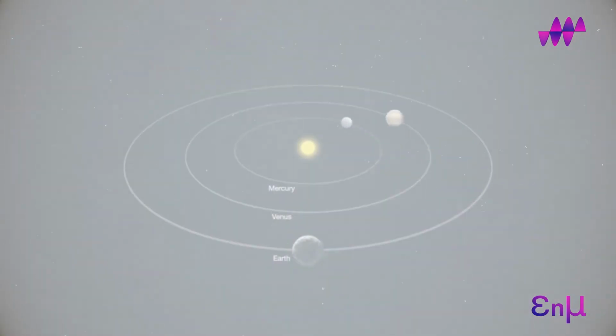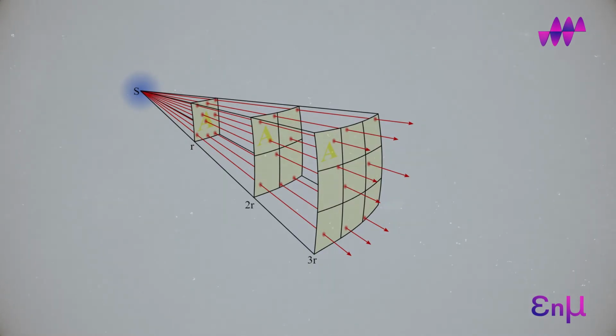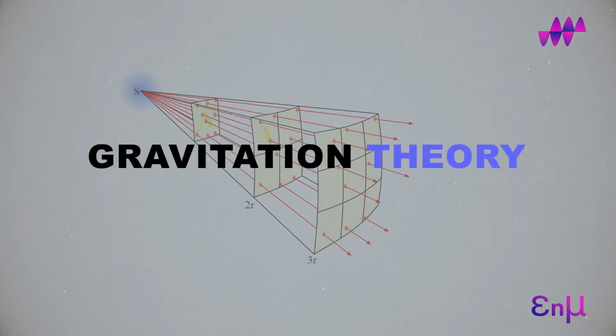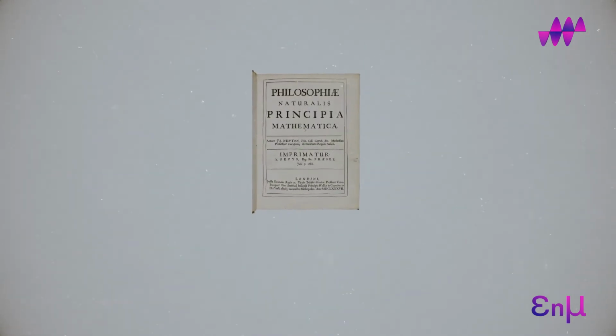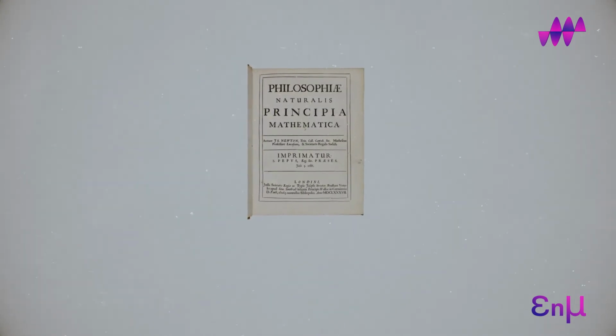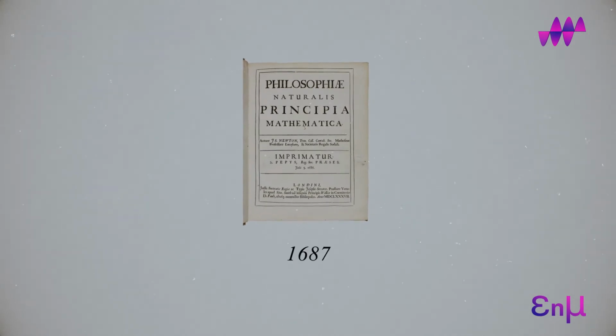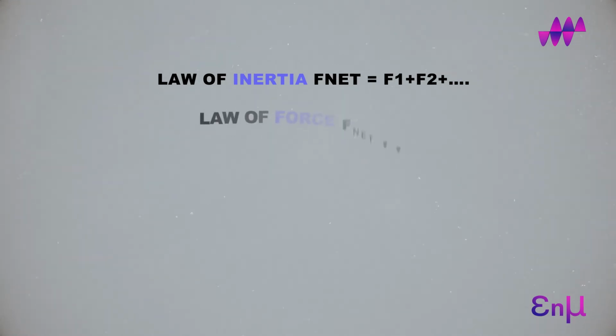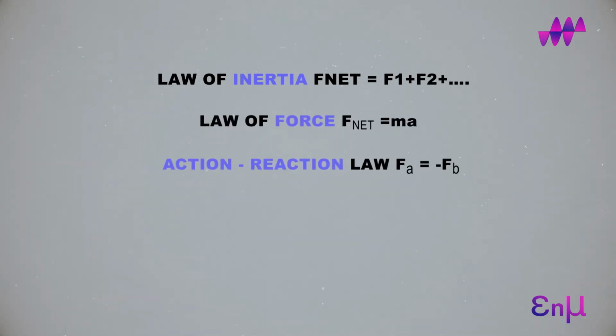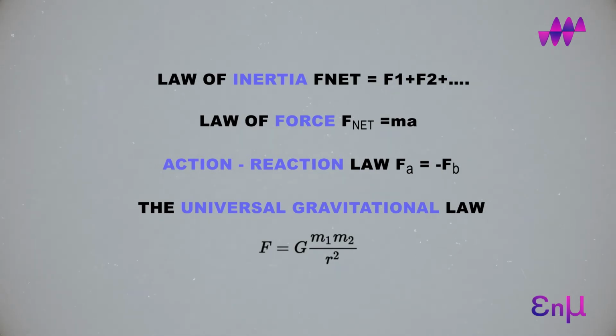Newton's greatest accomplishment was his work in celestial mechanics, especially the circular motion of the moon and planets, which culminated in discovering the inverse square relation and the development of the universal gravitational theory. Newton produced early drafts of his 3 laws of motion by 1666, and later, in 1687, published his book, Principia, discussing the law of inertia, law of force, action-reaction law, and the universal gravitational law.